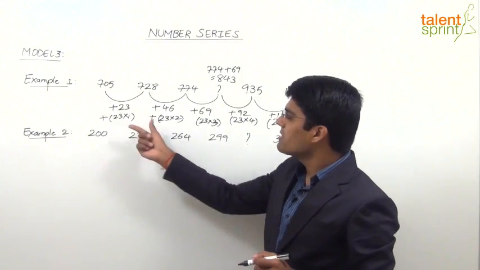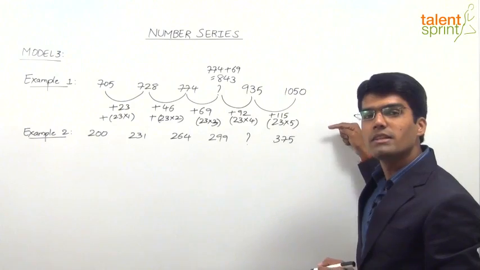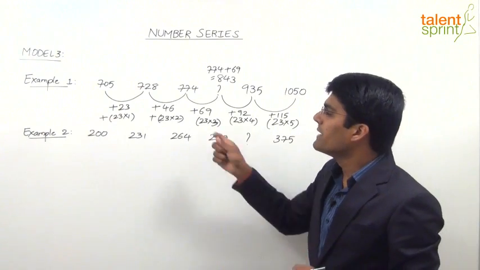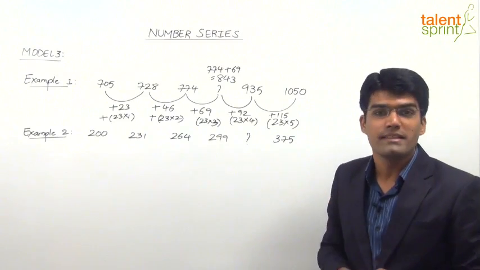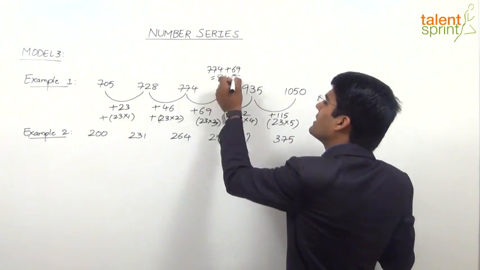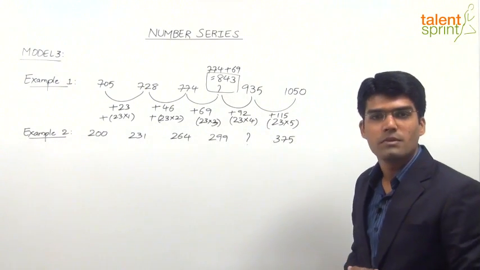So very clearly, the logic behind this series is 23 into 1 plus 23 into 2 plus 23 into 3 and so on. That is nothing but the difference between two consecutive terms here are multiples of 23. And hence we can say that the question mark should be 843. So that's the answer for the given question.